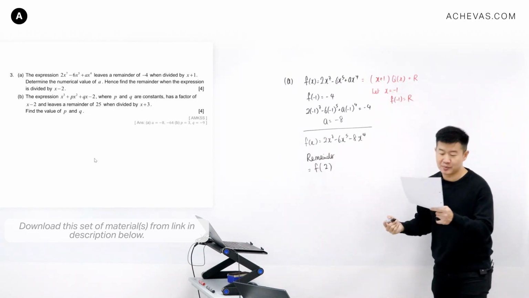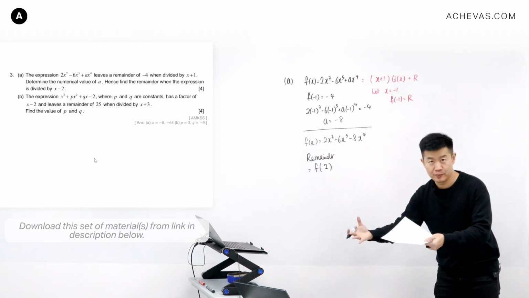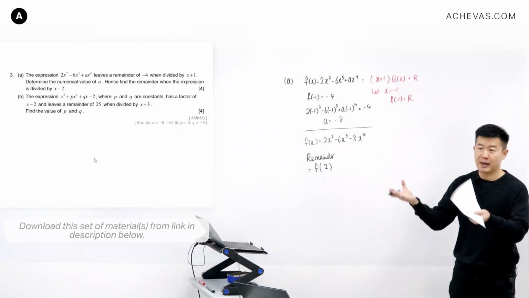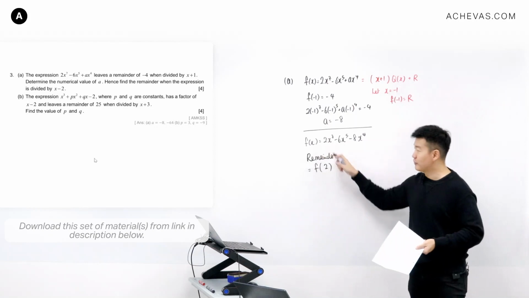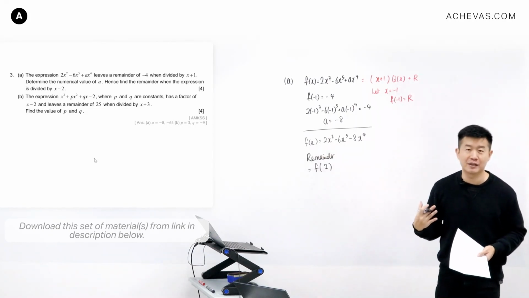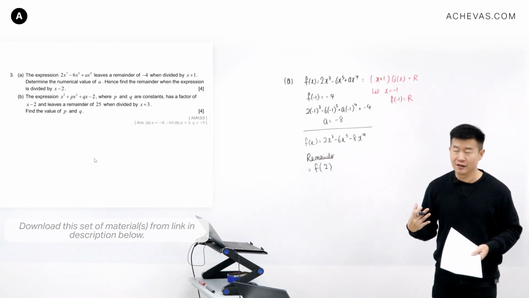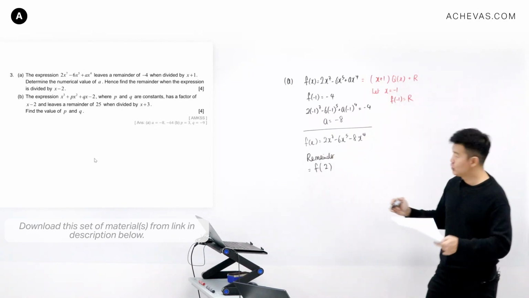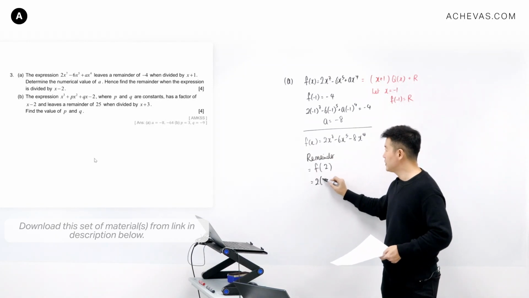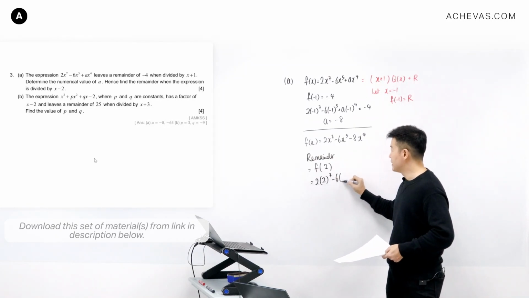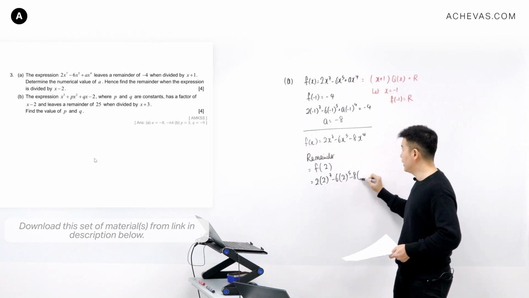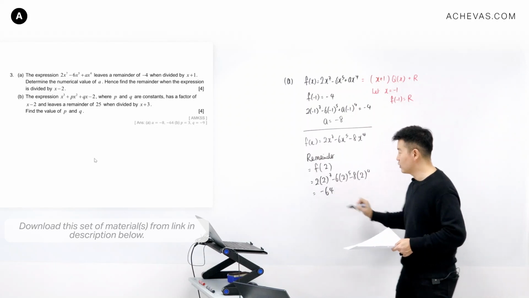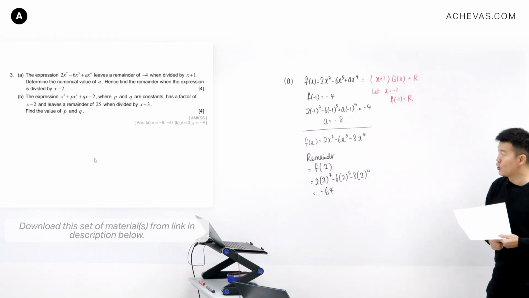Okay, because this is supposed to be divided by x minus 2. So by letting x minus 2 be equal to 0, x is equal to 2. And by substituting this value of x back into the function, this will straight away give me the remainder. So when this is divided by x minus 2, the remainder is f of 2. And this is equal to 2 times 2 to the power 7 minus 6 times 2 to the power 5, minus 8 times 2 to the power of 4. The remainder, if I just press this into the calculator, is minus 64.